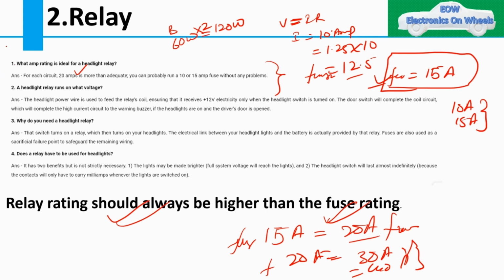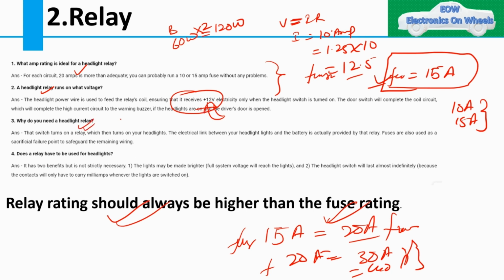So the second question: a headlight relay runs on what voltage? I hope you already know that it is 12 volts. We are already running all the loads on 12 volts. Sometimes at a particular point the voltage might be more or less than 12 volts, but theoretically we say 12 volts only. Why do you need a headlight relay?